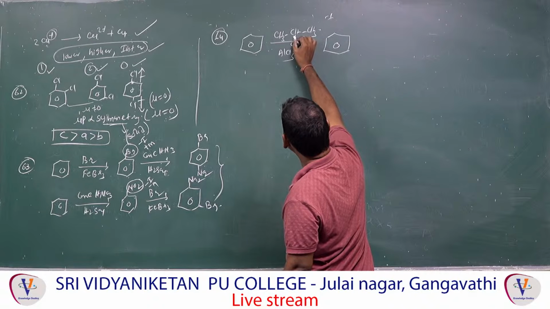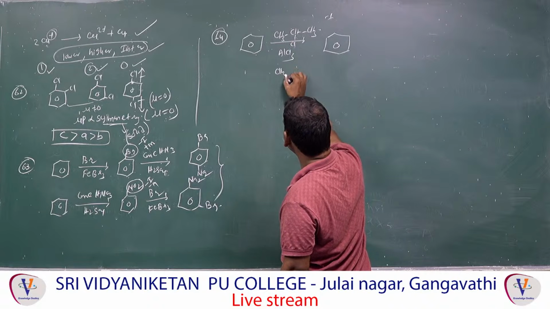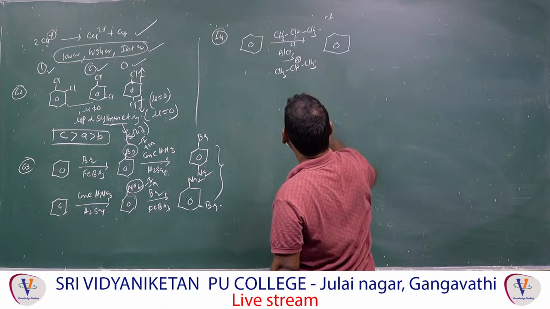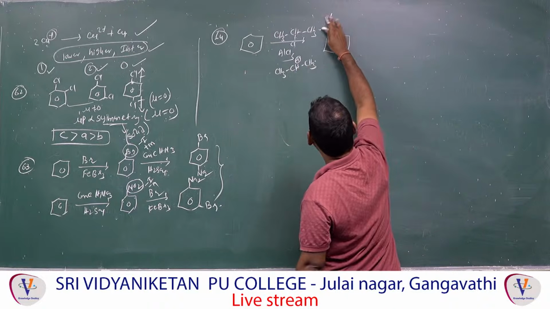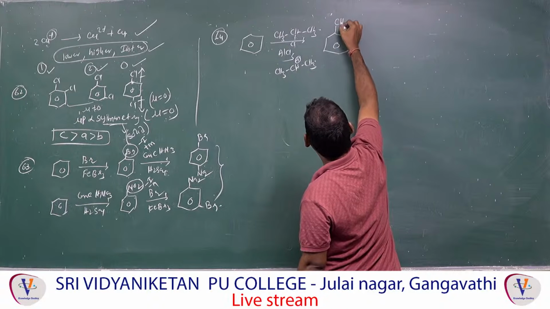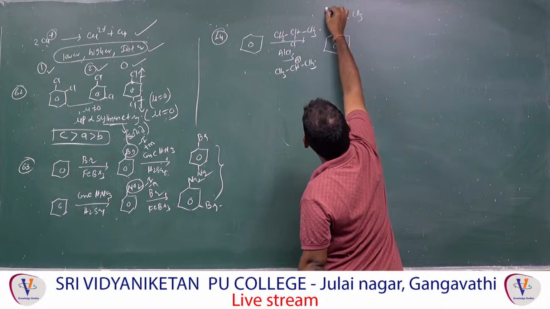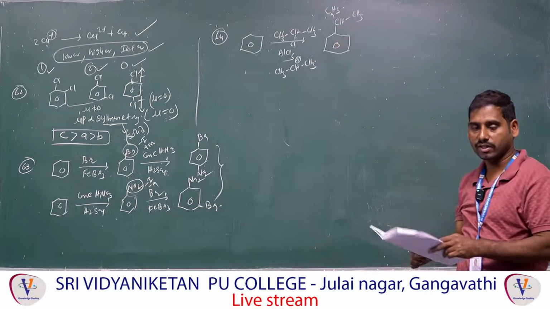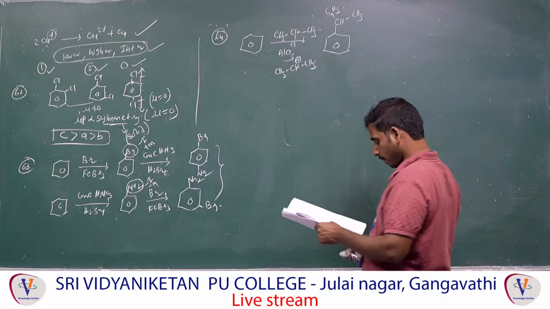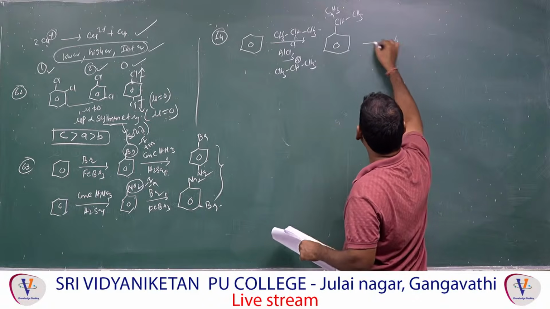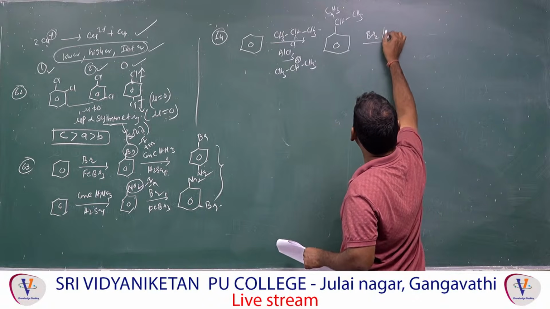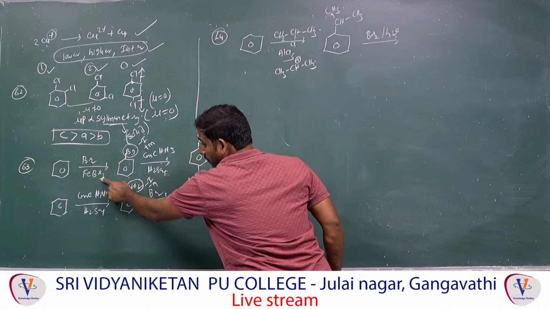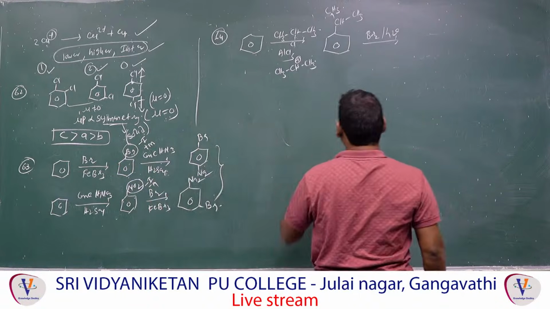Here Cl is eliminated, here you will get a positive charge. That means isopropyl cation, the isopropyl carbocation is the intermediate. That is the electrophile. This electrophile will attack the benzene ring. CH3. That is called isopropyl benzene. Isopropyl benzene is called cumene. That is followed by Br2 with sunlight. Observe here clearly. Br2 FeBr3, that is called halogenation.